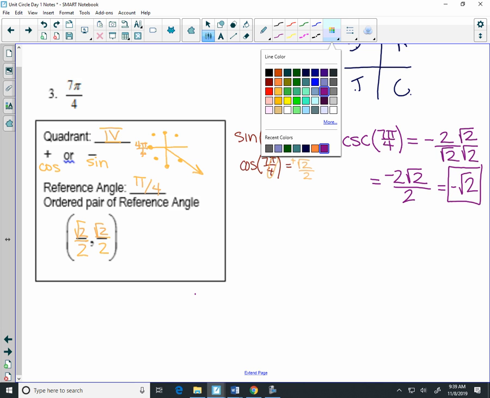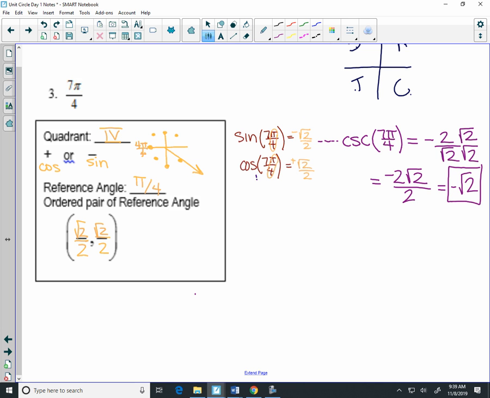Secant of 7 pi over 4. You're welcome to do that math again. Or you can say to yourself, hey, I just did that for this other radical 2 over 2, so this one's going to be positive because cosine's positive. Again, the signs are going to follow sine and cosine and tangent. They're going to be the same for the reciprocal. So all you're doing is flipping it.